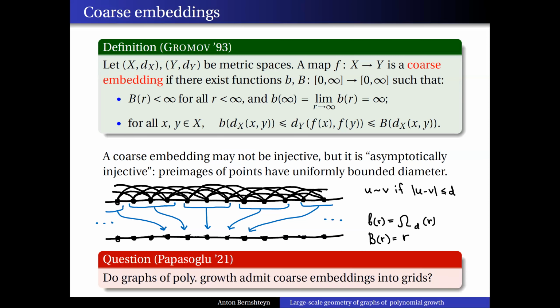All right, and so the question we're asking, and I guess we're answering this question, was explicitly asked by Papasoglu, but given the story I've told you, it is a very natural question. Do graphs of polynomial growth admit coarse embeddings into grid graphs? And let me add also, if yes, can we control the dimension of the grid in a nice way? Okay, does it make sense?